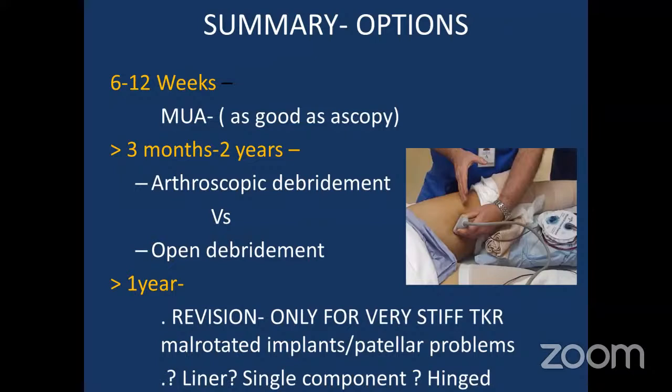Revise only for very stiff knees and if you can definitely identify something. For an idiopathic arthrofibrosis, you might have to be a little careful. And that's it. Thank you.